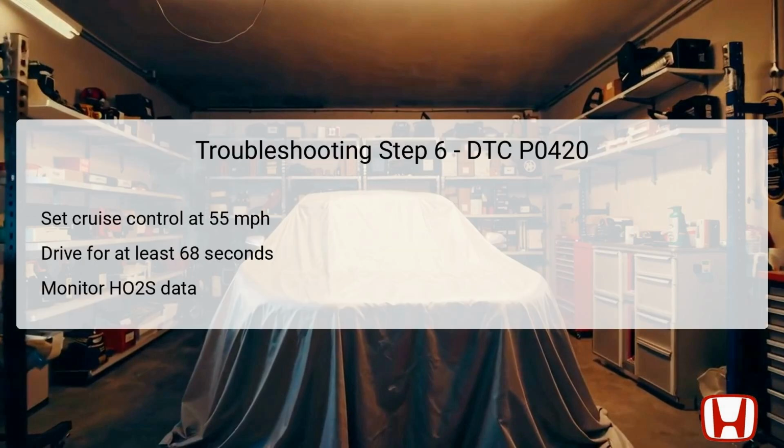In this final troubleshooting step, the technician must set the vehicle's cruise control to maintain a speed of exactly 55 miles per hour for at least 68 seconds. This criterion allows for stable conditions to closely observe the behavior of the exhaust system. By cruising at a consistent speed, the secondary heated oxygen sensor, HO2S, can relay information about how effectively the rear WU-TWC and exhaust system are functioning without introducing variable elements from fluctuating speeds.